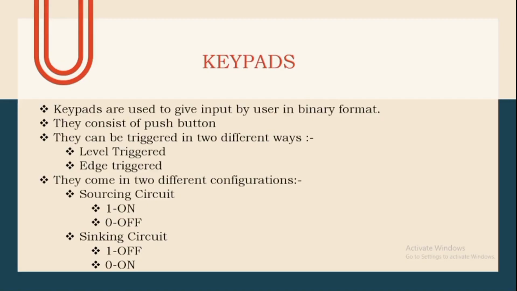And the next, keypads. The keypad was used to take user input in binary format. There are two types of triggering used: first, level triggered and second, edge triggered. We explored both. The two wiring types used are sourcing circuit, in which 1 means on, 0 means off, and sinking circuit, in which 1 means off, 0 means on. In our case, each button press selected a wash mode or sent a command to start the process.